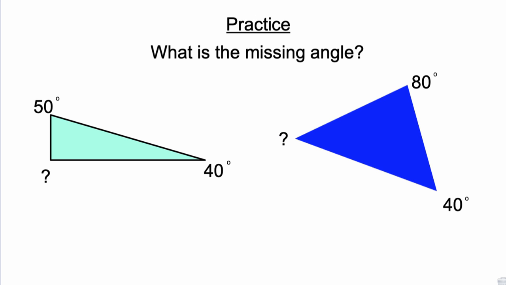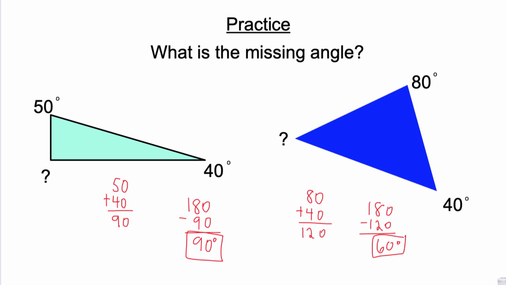All right, so let's get into some practice for our missing angles. Again, you know that every triangle adds up to 180. So add those angles that you know and then subtract from 180. Go ahead and pause your video, work these out, and then play to see the answers. All right, in our first triangle, our missing angle is 90 degrees. And in our second triangle, our missing angle is 60.